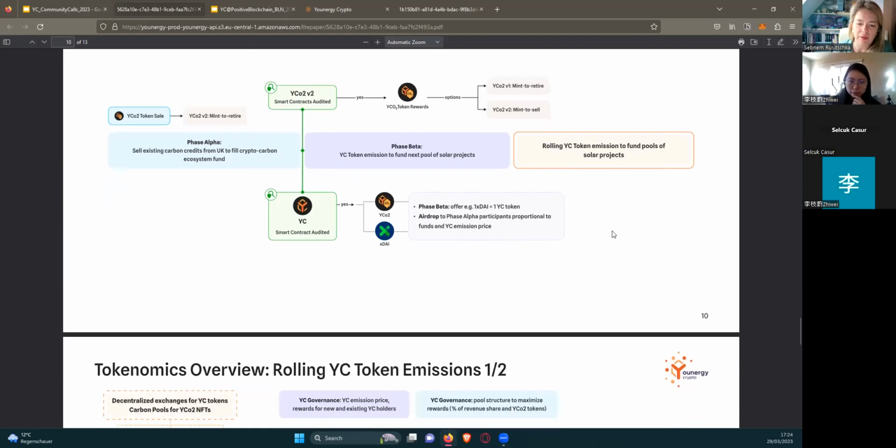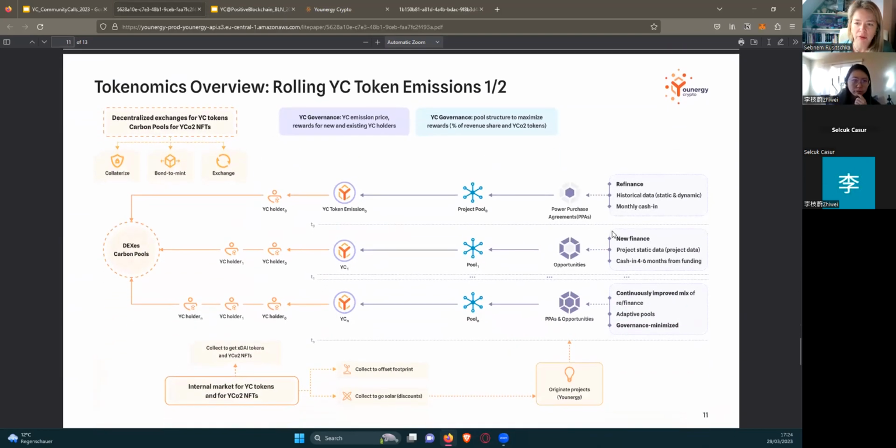But where we want to get into is these rolling token emissions with a pool of solar projects that can be funded, and it's going to be a growing pool of solar projects where we have either refinance of existing projects or financing entirely new projects. Which has this dynamic of cash coming in, meaning revenue shares coming in immediately or within 4 to 6 months from funding.